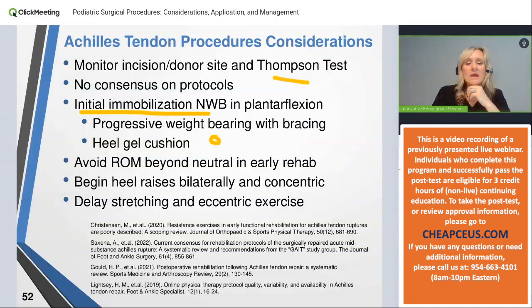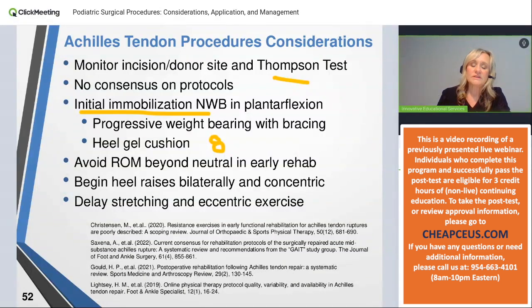By about 8 weeks out, you might be starting to see them wearing a shoe with some type of gel heel cushion that'll create that space so they're still in some degree of plantar flexion. We want to make sure they're not wearing those big heavy shoes. We do want to look at the type of shoe that the patient is wearing.